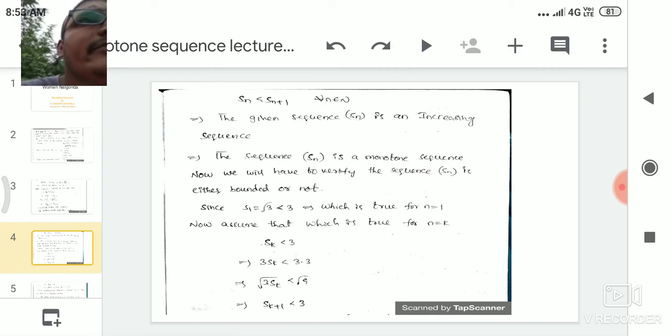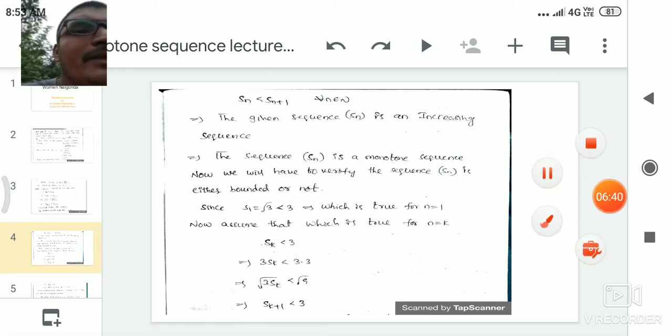Now we have to verify whether the given sequence Sn is bounded or unbounded. If it is bounded, then the given sequence is monotone and bounded. We know that every monotone bounded sequence is convergent. Then we say that the given sequence is convergent, and after that we find the limit point also. The given sequence Sn is an increasing sequence, which implies the sequence Sn is a monotone sequence. Now we have to verify whether the sequence Sn is bounded or not.